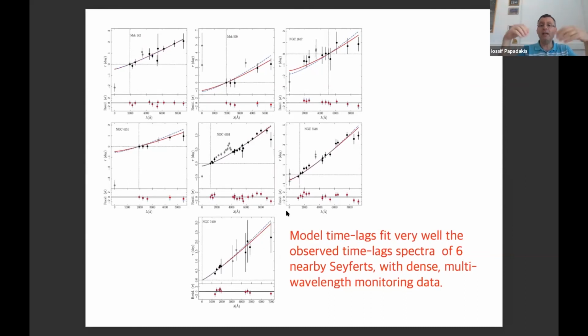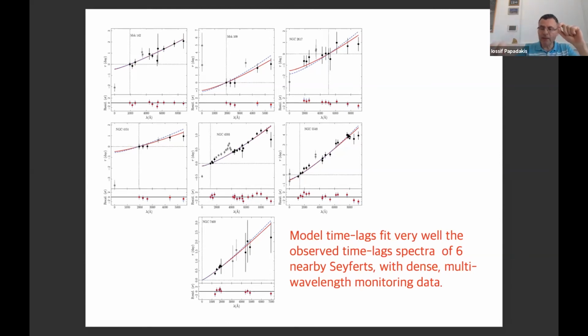you get a very, very good fit. There have been now quite a few nearby AGN where we have studied their time lags as a function of wavelength. There it is. These are delays in days, and these are wavelengths for many sources, for 6 sources in this case. This is NGC 5548, a brilliant fit, both for spin 0 and spin 1.